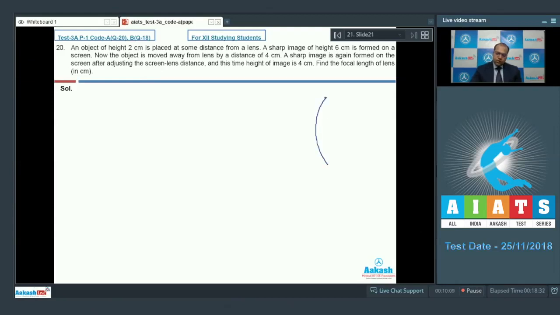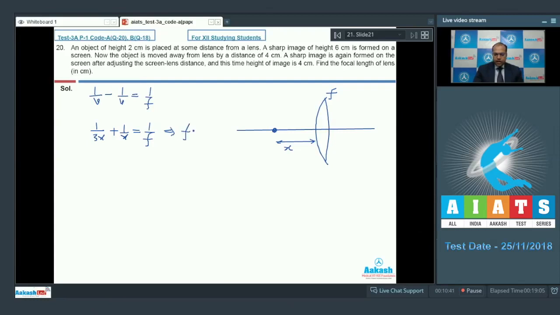So suppose this is the focal length and this is the position of the object. Initially it is at a distance x. Then if the focal length is f, if I apply the lens formula, 1 upon v minus 1 upon u is equal to 1 upon f. So in the first case, magnification is 3 times. So I can write 1 by 3x, 1 divided by minus x. So it is 1 by x is equal to 1 by f. So from here, the value of f comes out to be 3x by 4.